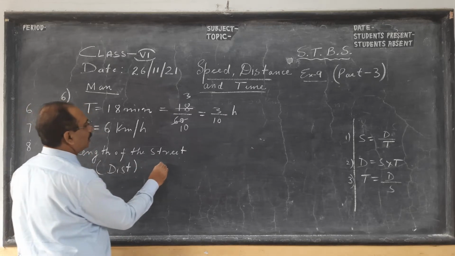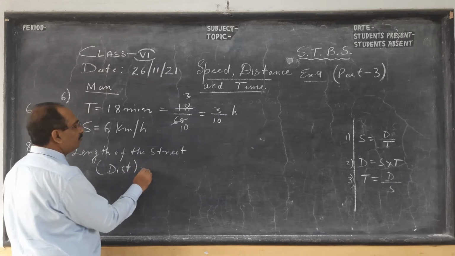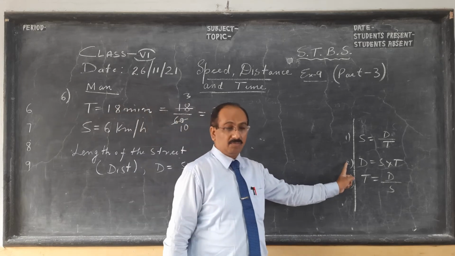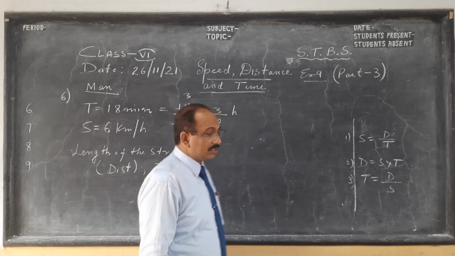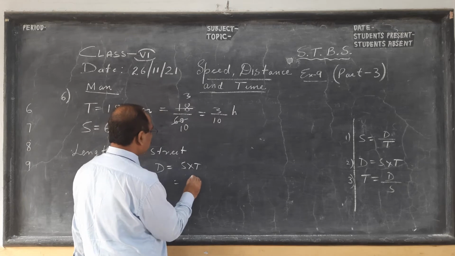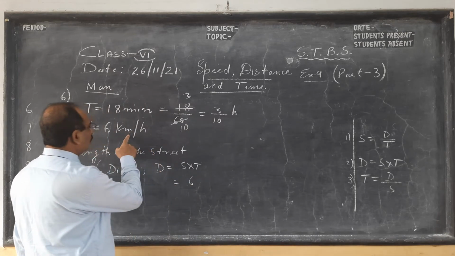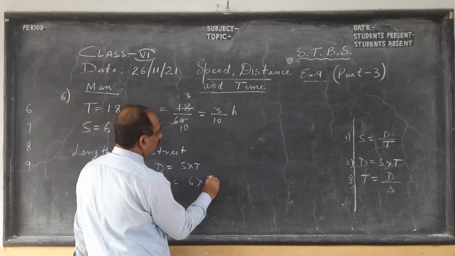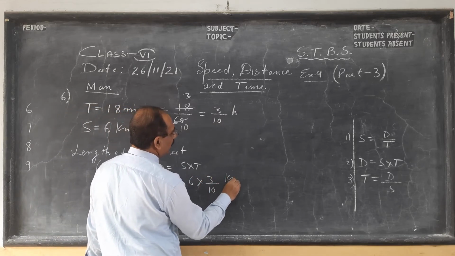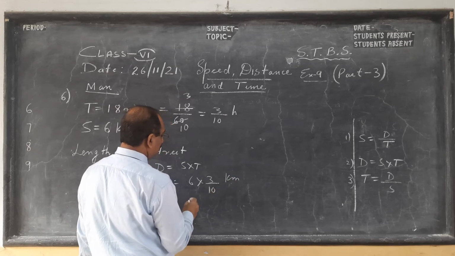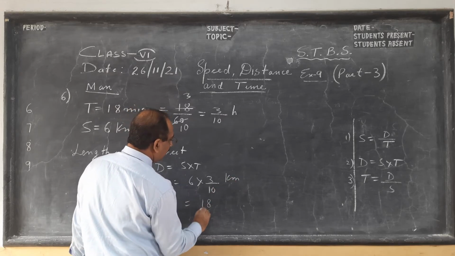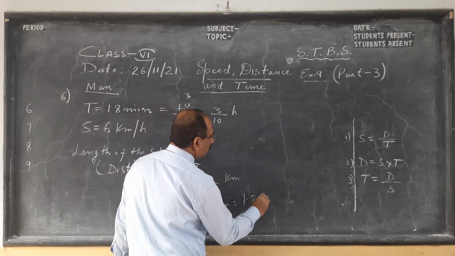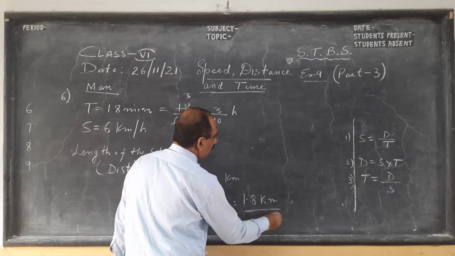Now, distance, children. To find the length of the street means we have to find the distance. So distance is speed into time. We use the second formula. So speed is 6, and this is in kilometer per hour and time is in hour, so our answer will be in kilometer. Time is 3/10 of an hour. So I get 18/10 kilometer, which means 1.8 kilometer he walked on that street.